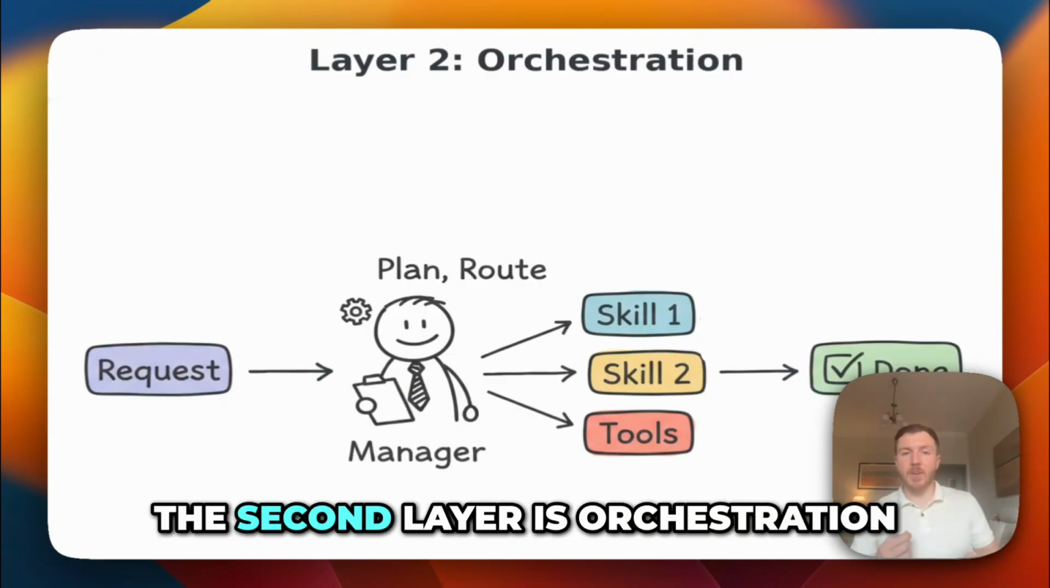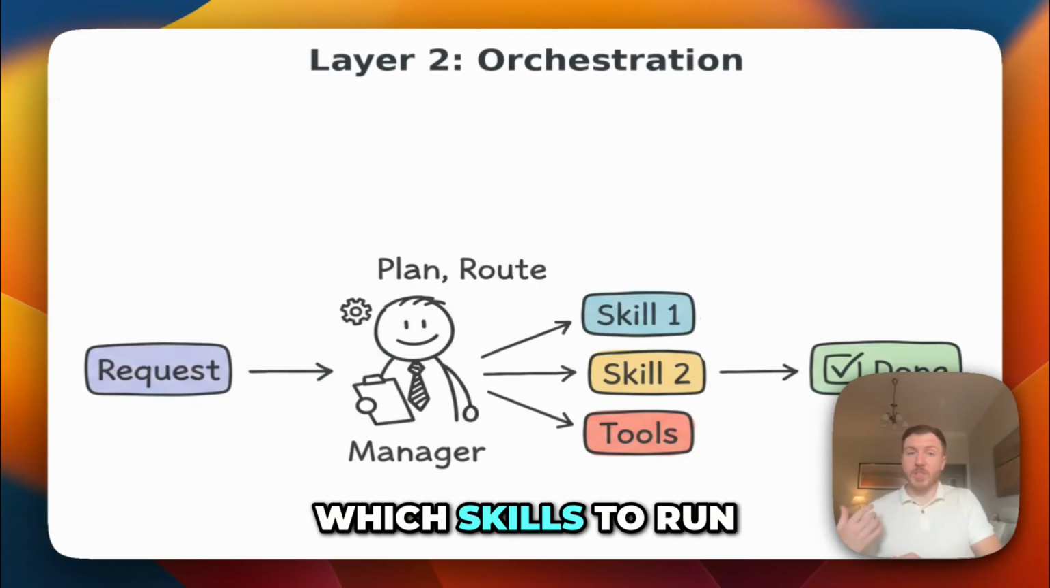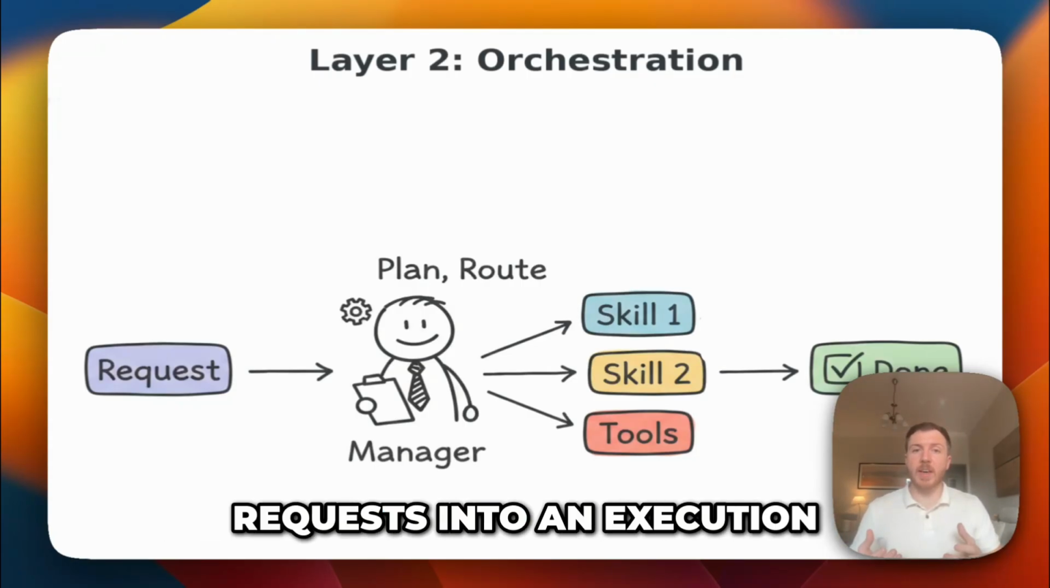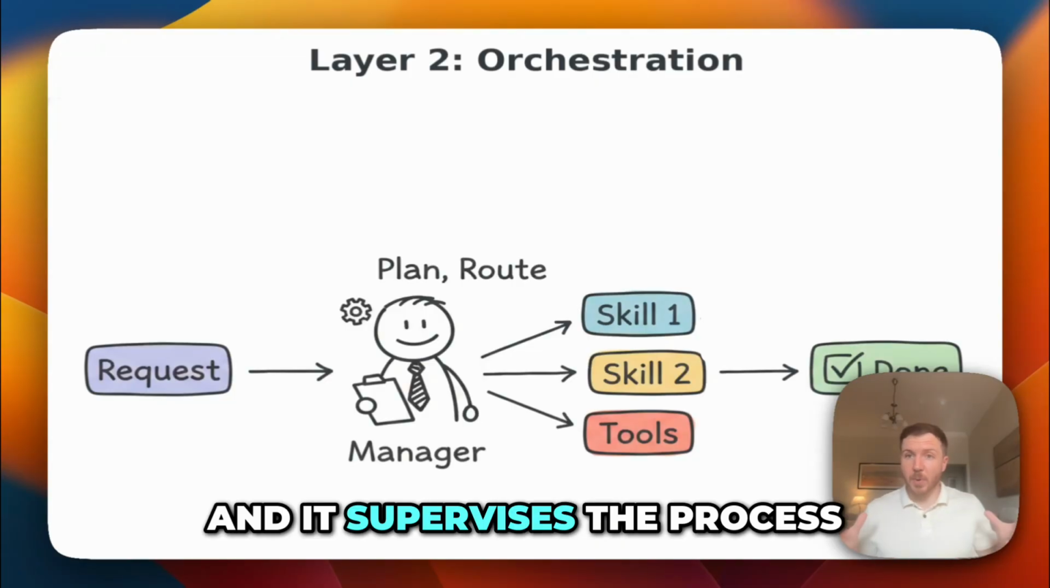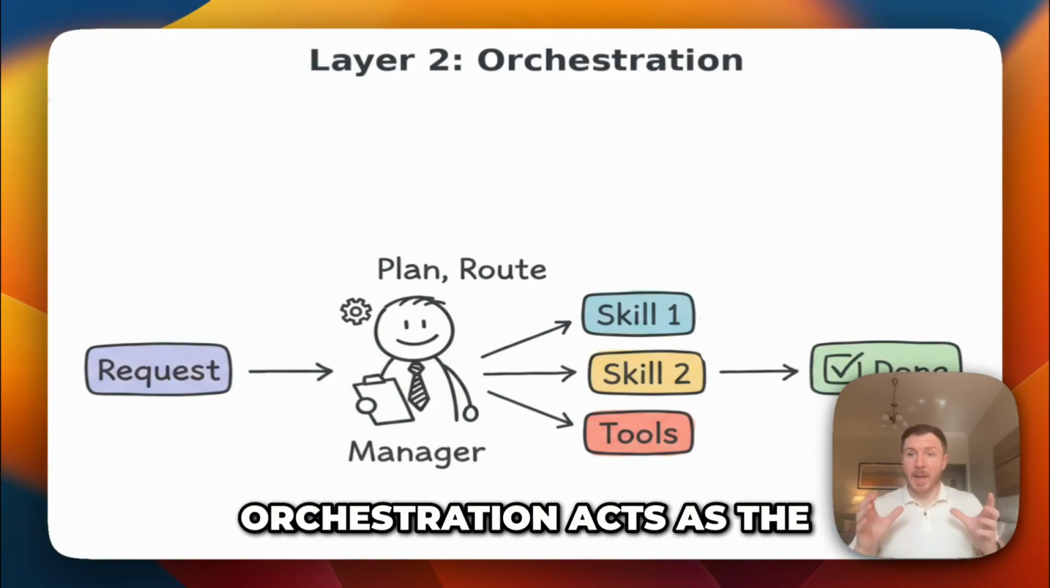The second layer is orchestration. This is the logic that decides what should happen, which skills to run, and which tools to use. So it turns your requests into an execution plan and it supervises the process. In simple terms, orchestration acts as the manager of the system.